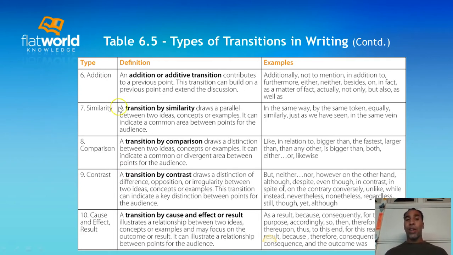So for instance, similarity, a transition by similarity draws a parallel between two ideas, concepts, or examples. It can indicate a common area between points for the audience. So in the same way, by the same token, equally, similarly, just as we have seen, in the same vein. So those are all phrases that you can use that will show you similarity, right?